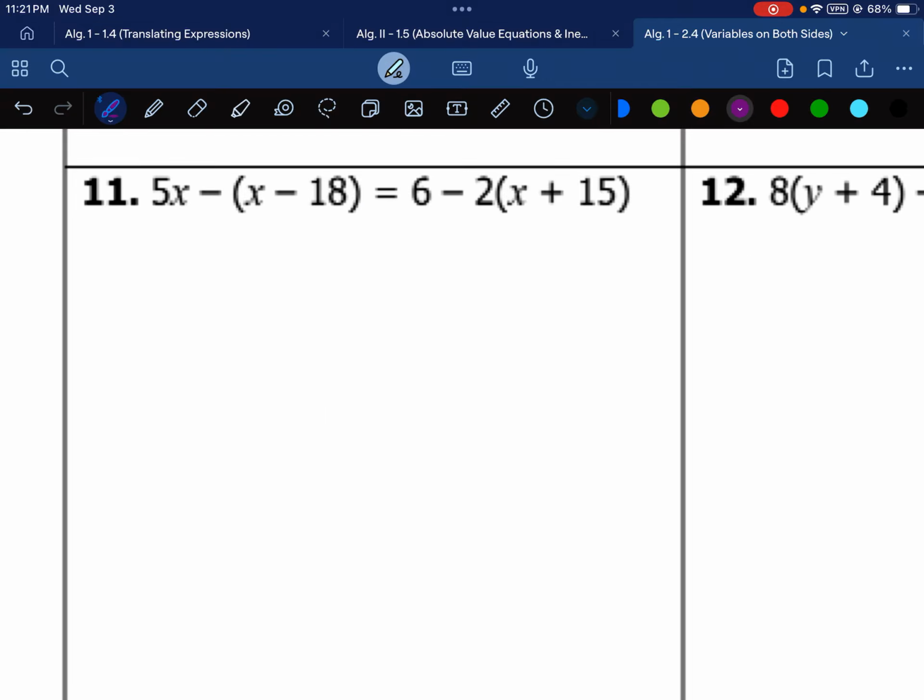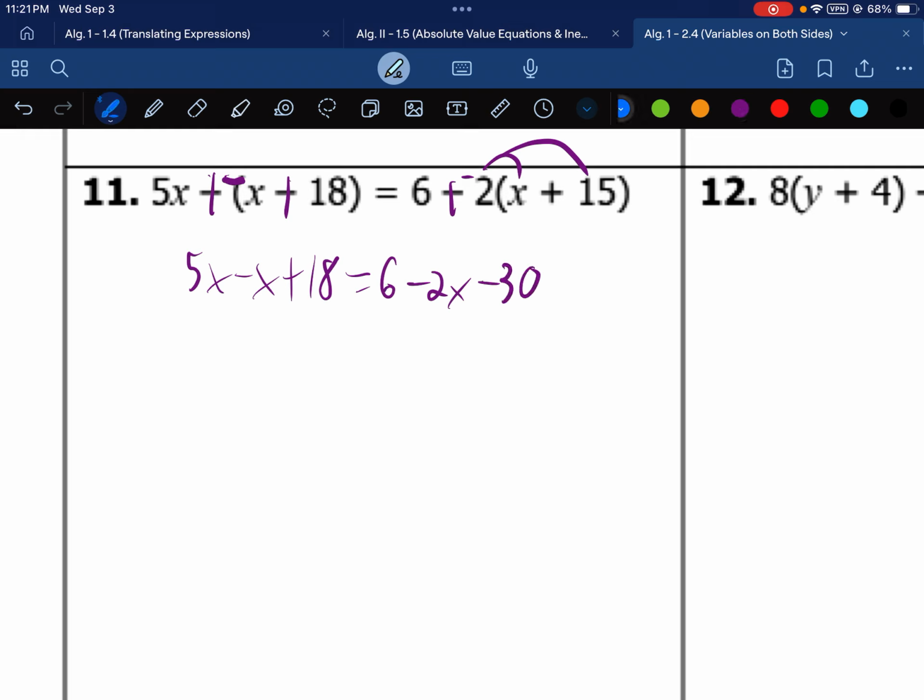Number 11 here, I have to distribute this negative, it's just a sign, so you can think of it as a negative 1 and multiply it, or you can think of it as just changing the signs, which is what I'm going to do, that are inside the parentheses. And then on the other side, I have to distribute this negative 2 as well. So I'm just going to rewrite what I have here on the left. 5x minus x plus 18 equals 6, negative 2 times x, negative 2x, negative 2 times 15, negative 30.